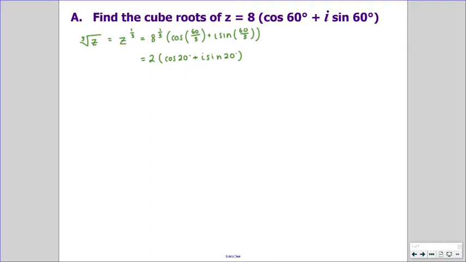We could also say, think about all of the other angles that are coterminal with 60. So 60 plus 360 is 420. So I could have said, instead of 60 divided by 3, 420 divided by 3.